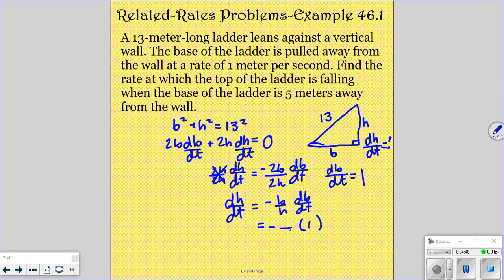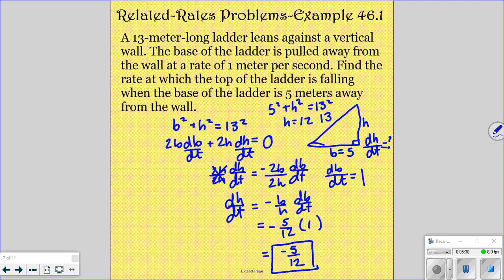And then they said, what is the rate when the base is 5? But we still don't know our h. So if our b is 5, coming back up here, we can use the Pythagorean theorem to find our h. So 5 squared plus h squared equals 13 squared. And if you solve that, h equals 12. And so the rate at which the top is falling is -5/12. And so that would be your answer there.